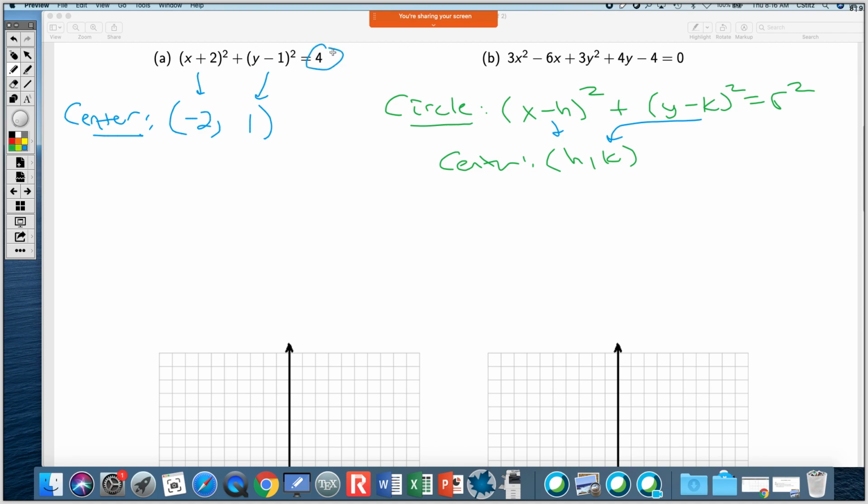And what's the radius? Well, the radius squared is 4. So r would be the square root of 4, which is 2. Remember, when we talk about radius, it's always positive. So we don't talk about r being negative 2. So are there any questions on identifying the center and calculating the radius for this circle?